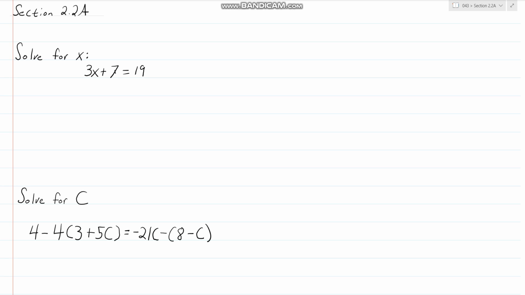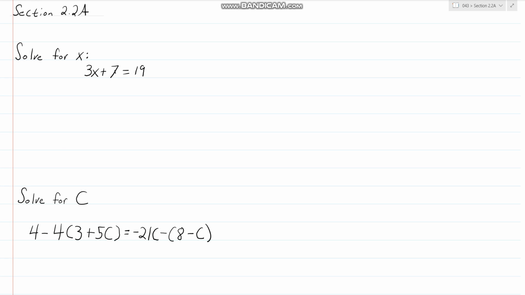In this video, I want to talk about how we can solve linear equations. So for this first example, we want to solve for x. We have 3x plus 7 equals 19. The end goal is that we want to totally isolate this x here. And the way to do that is to get rid of anything that doesn't have an x on that side of the equation.